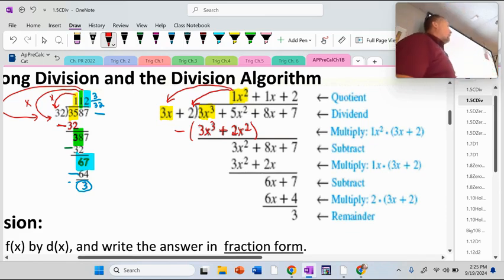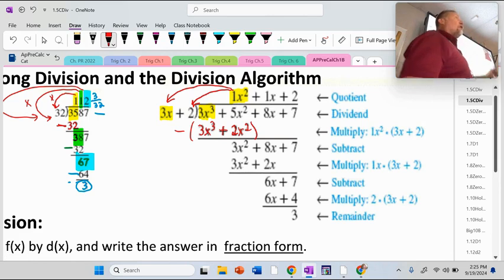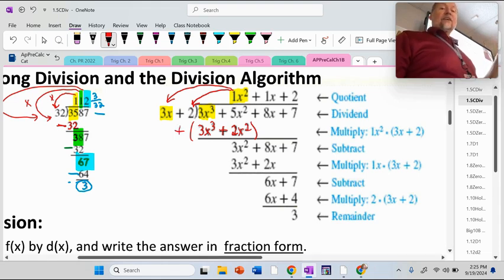Let's tell them. All right, but how do I subtract the binomial? Pay attention over there. How do I subtract the polynomial? I distribute the minus sign. This is what you have to follow, these steps.